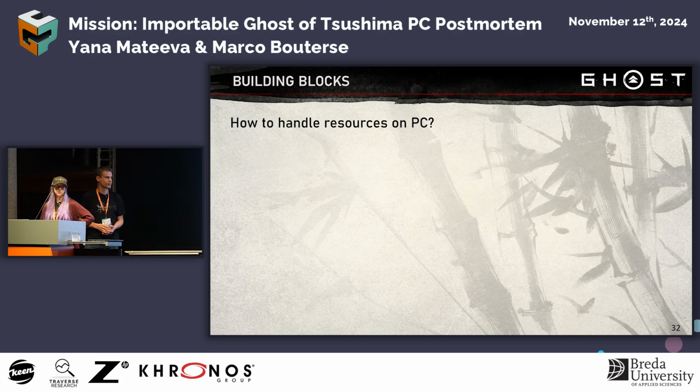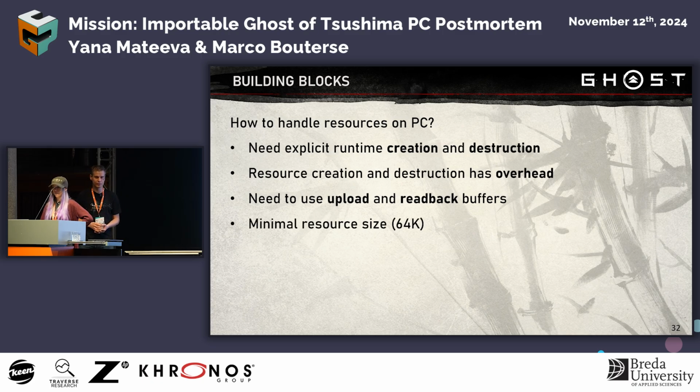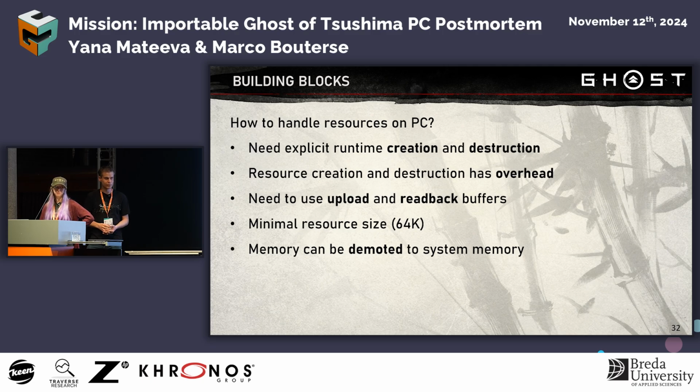So how do we handle resources on PC? We need an explicit point in time where we create and destroy resources, and this can have pretty significant overhead, so we have to be very careful where and when we do this. We also need to use upload and readback buffers to interact with the memory on the GPU. We're bound by minimal resource size restrictions, so we have to be very careful with our suballocations. And we also need to take care of oversubscribing video memory, because then memory can be demoted to system memory, which makes GPU access very, very slow.